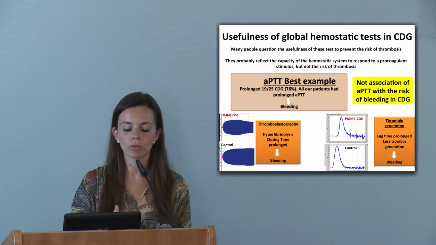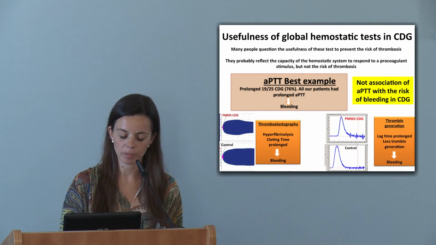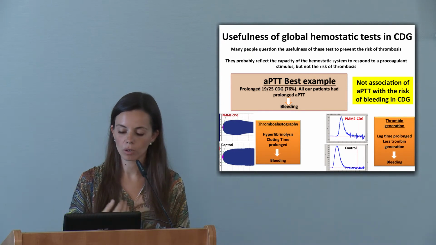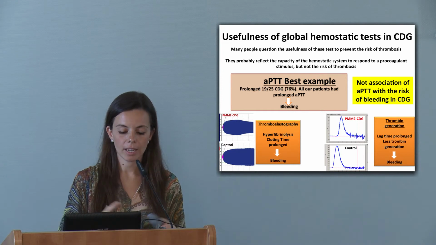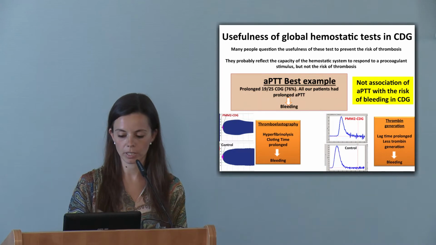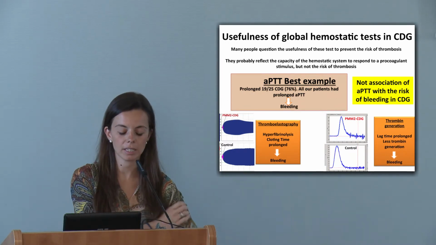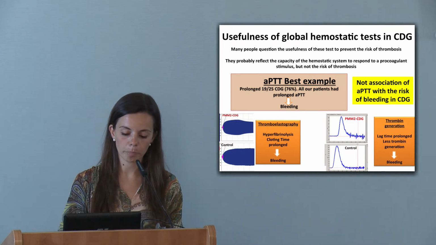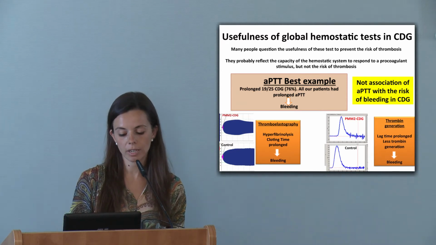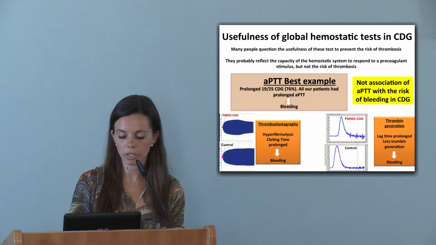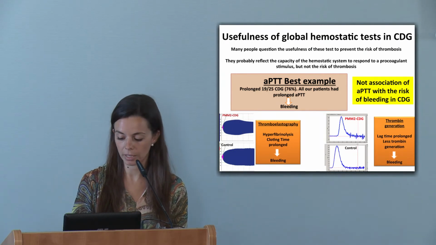And now, what about the usefulness of global hemostatic tests in CDG? Many people question the usefulness of these tests to prevent risk of thrombosis, and also we do, because these global tests probably reflect the capacity of the hemostatic system to respond to a procoagulant stimulus, but not the risk of thrombosis in each patient. The best example in these cases is the APTT, that is prolonged in most cases, in 76%, and in all our patients had a prolonged APTT, which suggests that they have a very high risk of bleeding. But we have seen that there is no association between the APTT and the risk of bleeding in CDG.